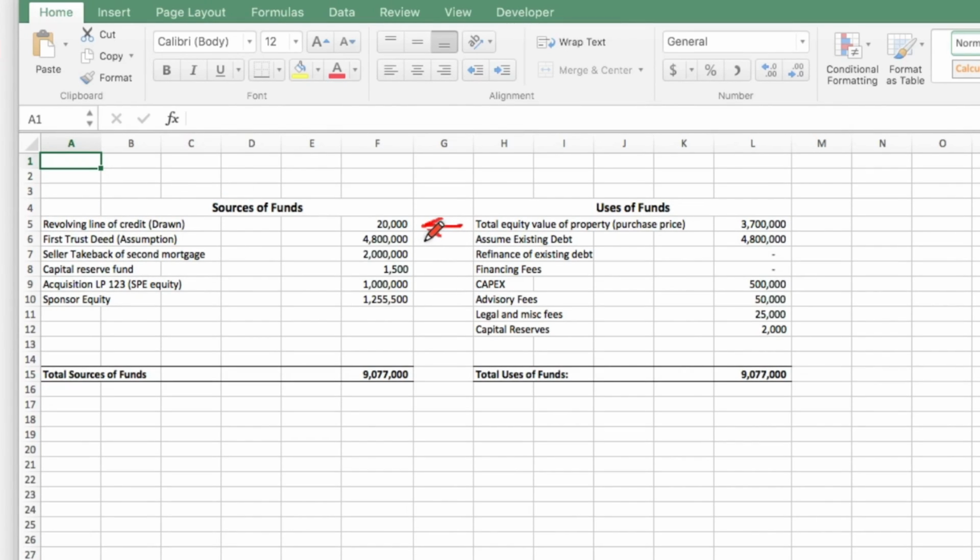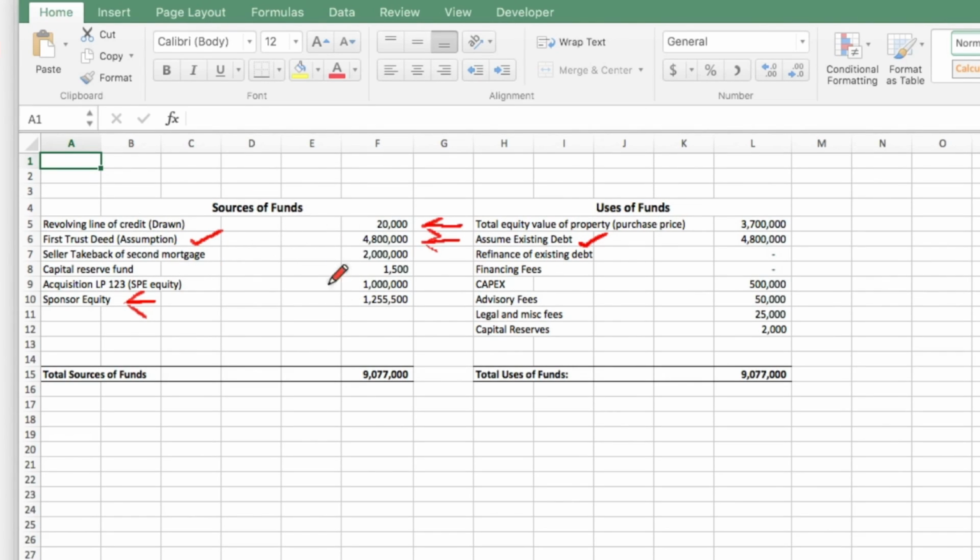We've got a major first trust deed loan here of $4,800,000. We're going to assume that loan. Whenever we assume a loan, that has to be reflected both on the sources side and on the uses side, because basically it's a wash. In other words, it's not going to affect the amount of sponsor equity that is needed to close this deal. So any assumptions are going to be reflected on both the sources side and the uses side.